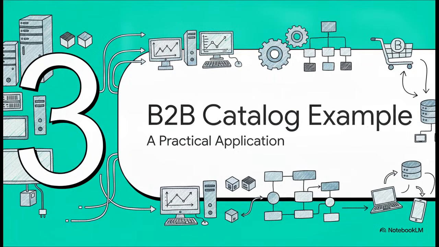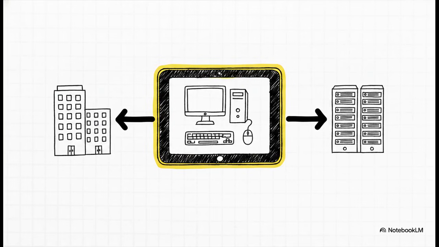Section 3, the B2B catalog example. Okay, to ground all this abstract theory in some reality, let's step through the textbook's practical example, building a service for a business-to-business, or B2B, computer equipment catalog. Imagine a company that sells computer equipment. They have special prices agreed upon with large corporate customers. So instead of a normal consumer website, they want to build a catalog service that the external procurement systems of those large companies can talk to directly.